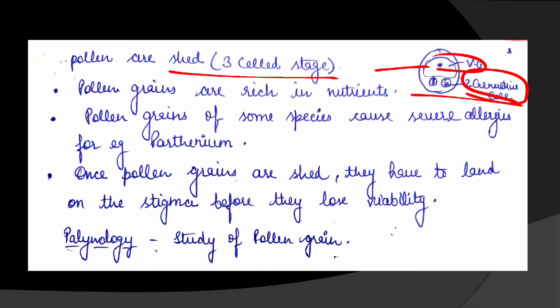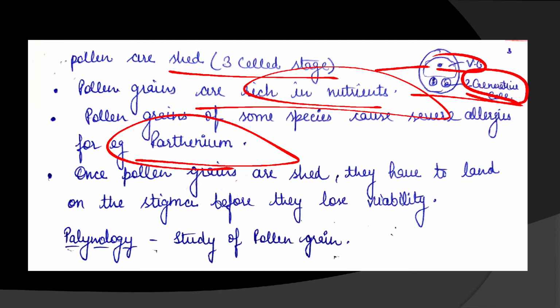Now pollen grains are rich in nutrients. They are eaten as supplements in the form of tablets or in the form of syrups because they are very rich in nutrients. Now pollen grains of some species cause severe allergies and respiratory problems. For example, Parthenium. It enters through the nose and causes severe allergies as well as bronchitis and respiration problems.